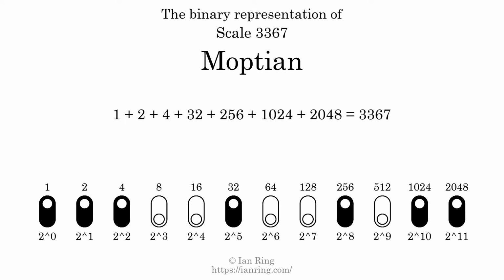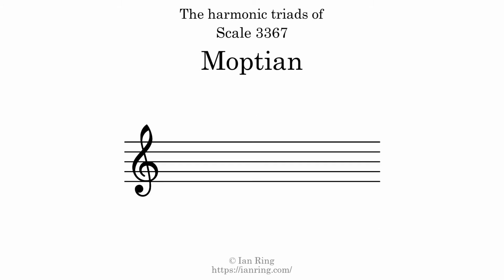The scale number not only enumerates the scale with a unique index, but it also literally describes the tonal content of the scale. Represented as a binary number in base 2, the scale number is 1101001001111. Here are the harmonic triads present in this scale.